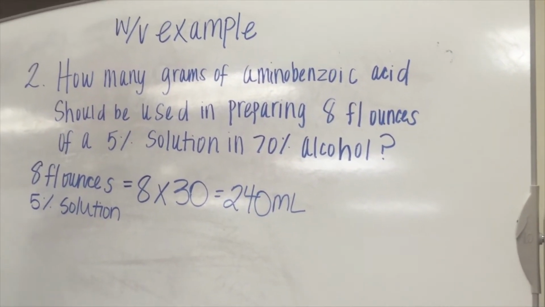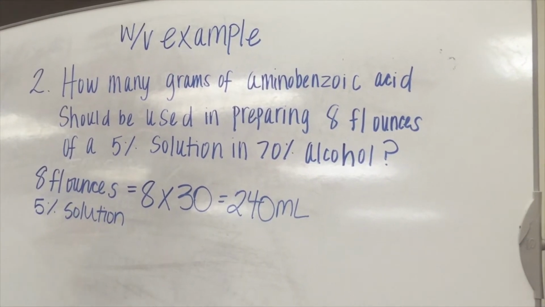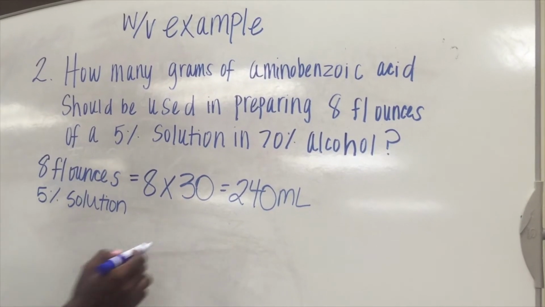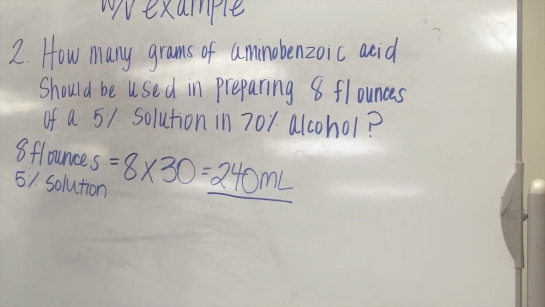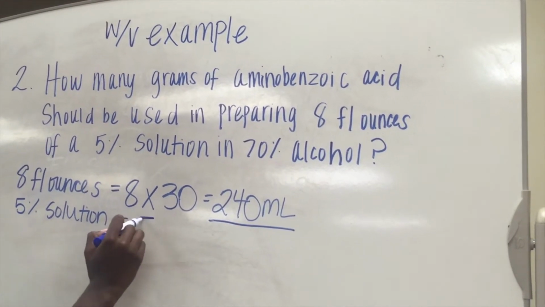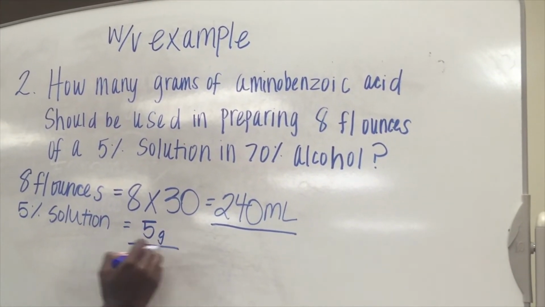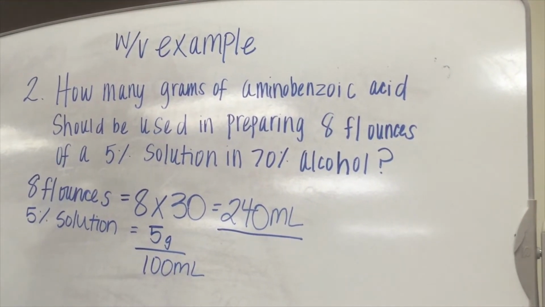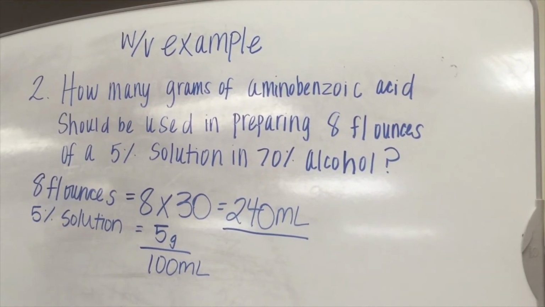Your book uses a different unit for ounces, but it's okay to round up in this situation. So now we know we have 240 mLs. 5% solution, remember that means 5 grams in 100 mLs. All right, so now all of our units are in the same.